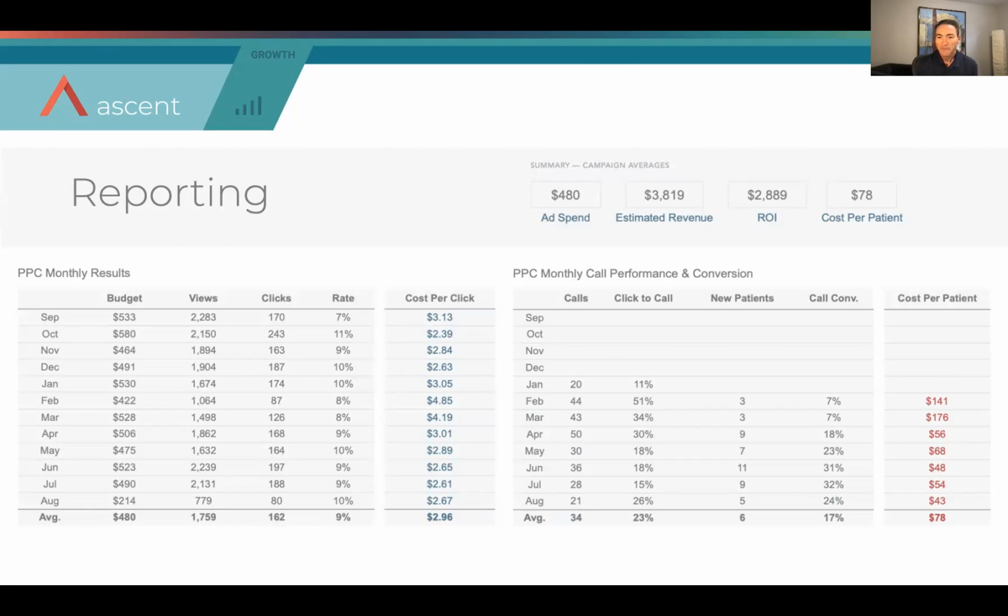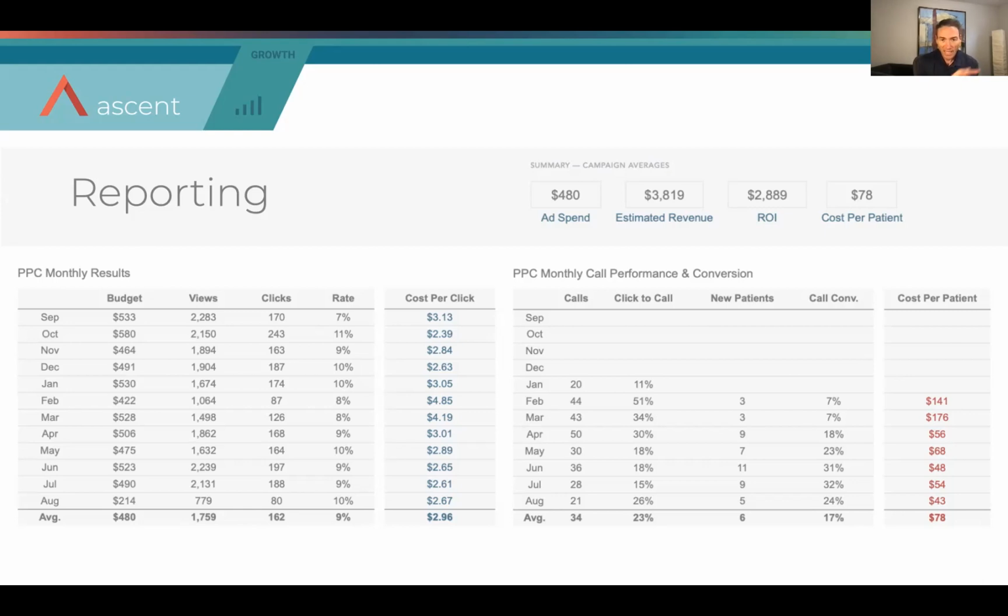And in the end, even at the bad rate, they're still bringing patients in for under $200. But in the end, the cost per patient for this particular practice has been on average $78 per patient, right? Their cost per click has been pretty low, and that's what helps that. And so depending on where yours sits, that's going to determine the cost per patient.